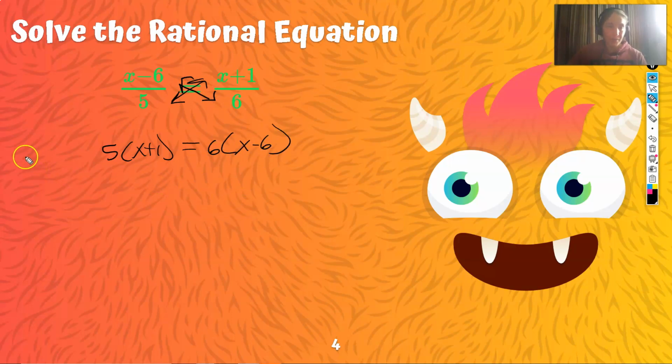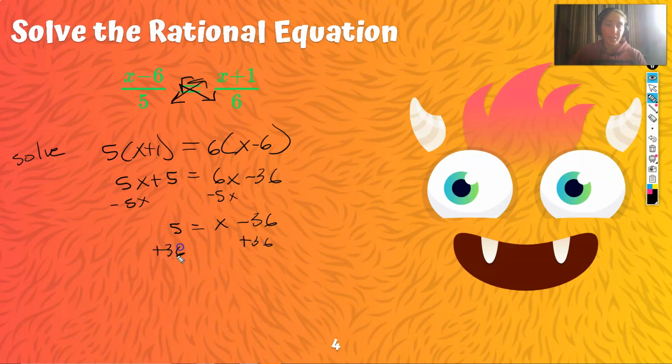Now I solve. 5x plus 5 equals 6x, 6 times negative 6, negative 36. Let's minus 5x on both sides, and we're just playing algebra. x minus 36. Now let's add 36 on both sides. 41 on the left, x on the right, and we're done.